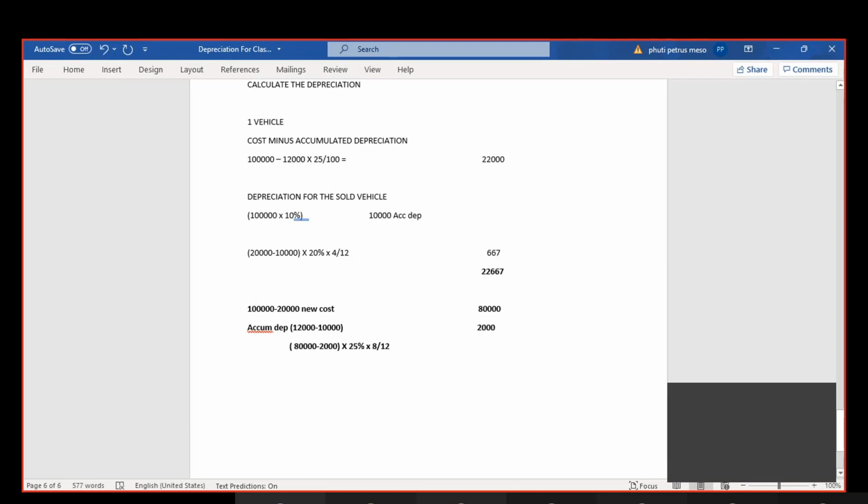Okay, basically you'd say 78,000. Sorry, I'm still getting to my calculator. 78,000. That's 80,000 minus 2,000, and then you multiply this by 25, you divide it by 100, then you multiply it by 8, you divide it by 12, then the amount will be 13,000, right?